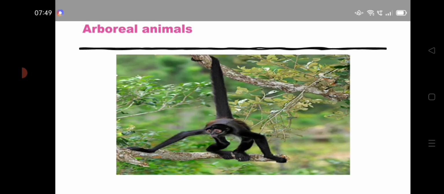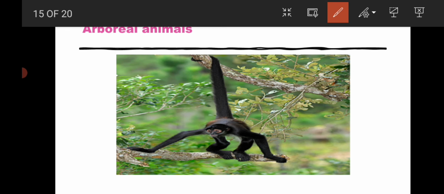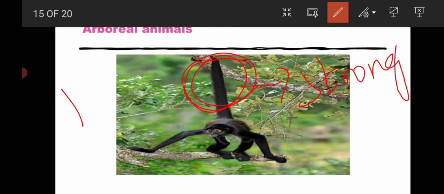Going to the next slide. This is a different kind of monkey. This monkey is called a spider monkey. It has one extra arm. What is that extra arm? Its tail. It has a very long tail. The tail is very strong. So they use their tail to hang in the trees. So they have an extra arm. So these monkeys are also arboreal animals.